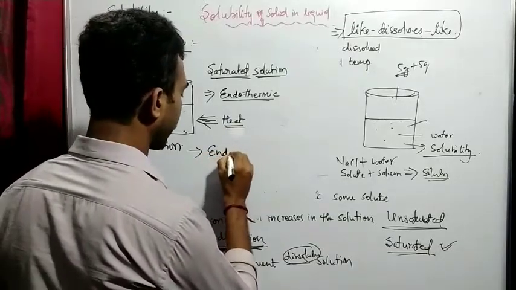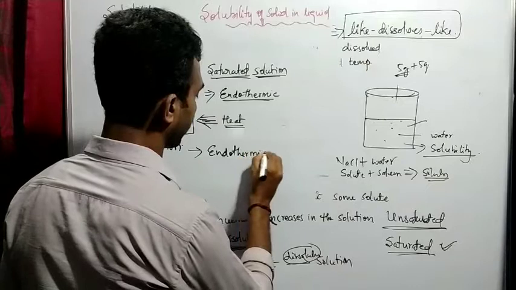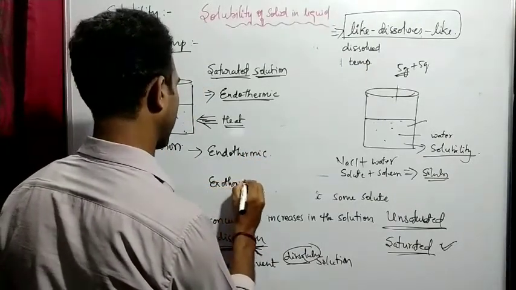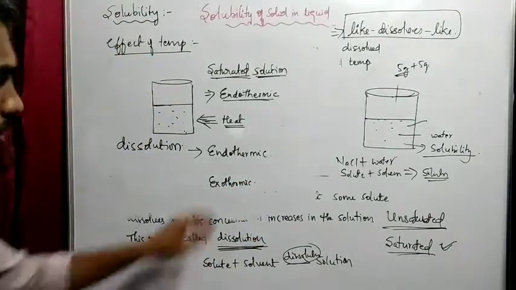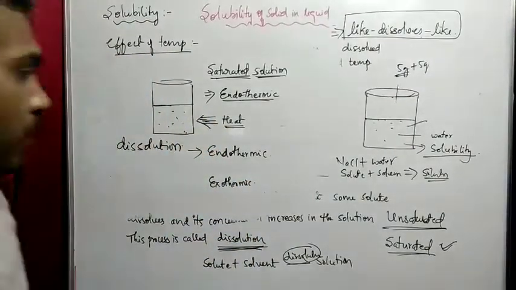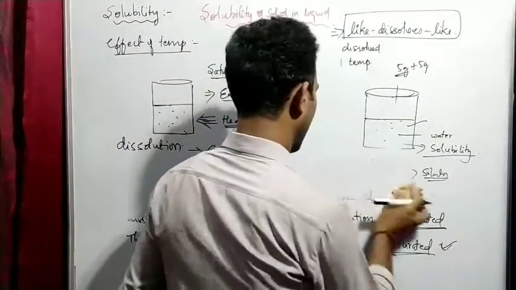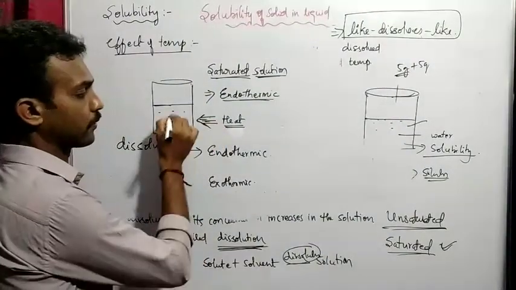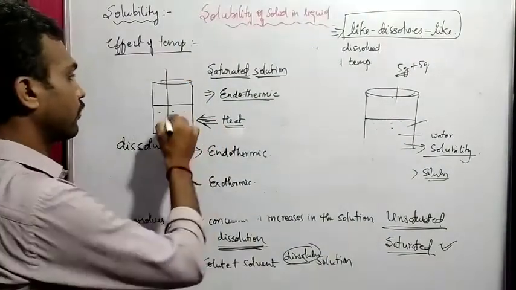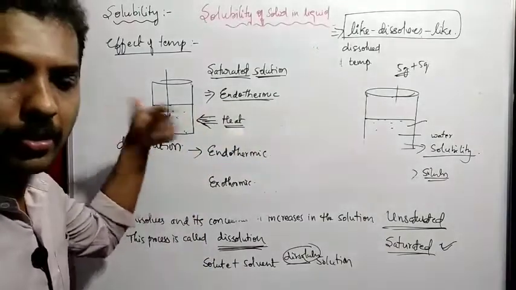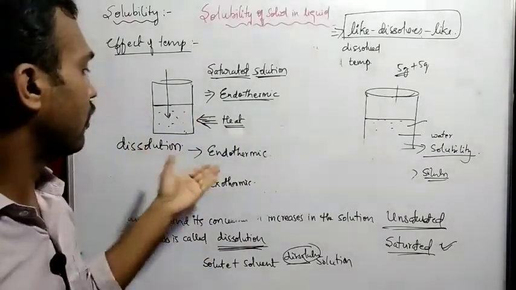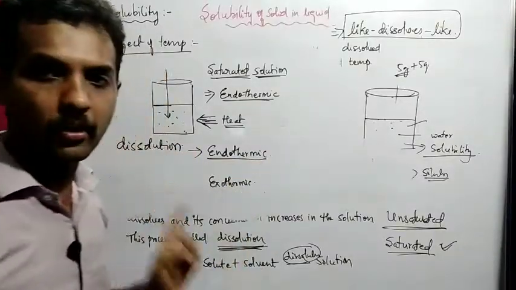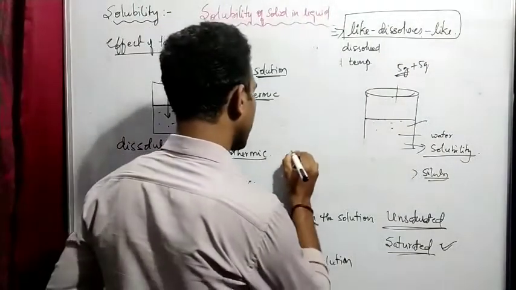Endothermic or exothermic, right? Endothermic means absorbs heat. See here clearly, what has the system done with the heat? The system has absorbed it, right? So then you can add more and more solid. What happens to the dissolution process now? It increases. For a dissolution process, if it is endothermic, the dissolution will increase.